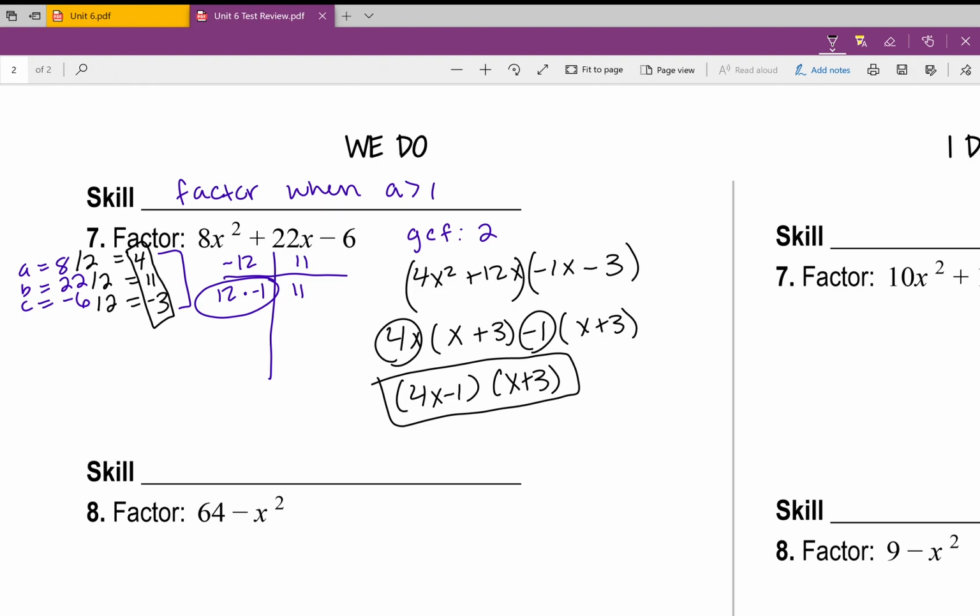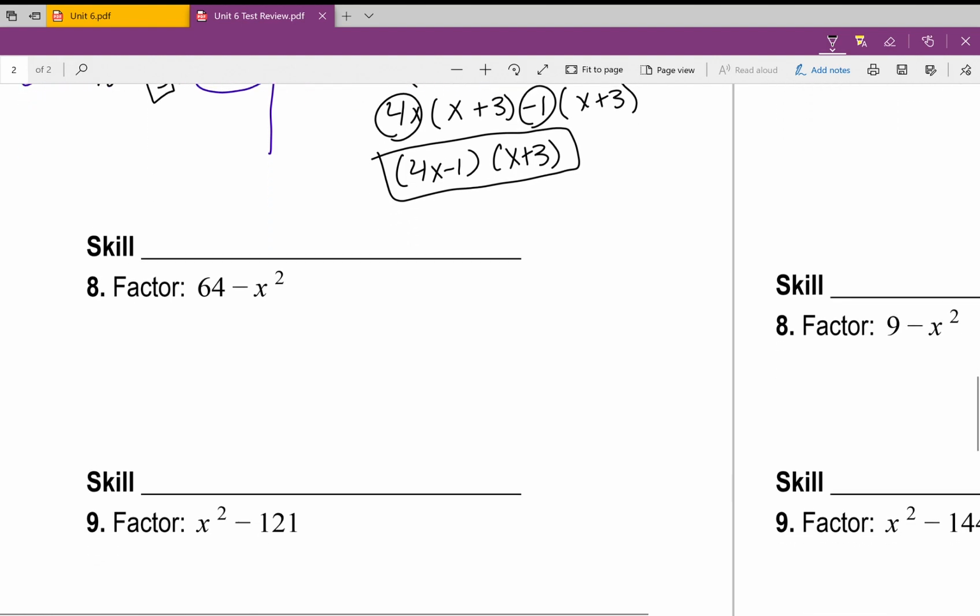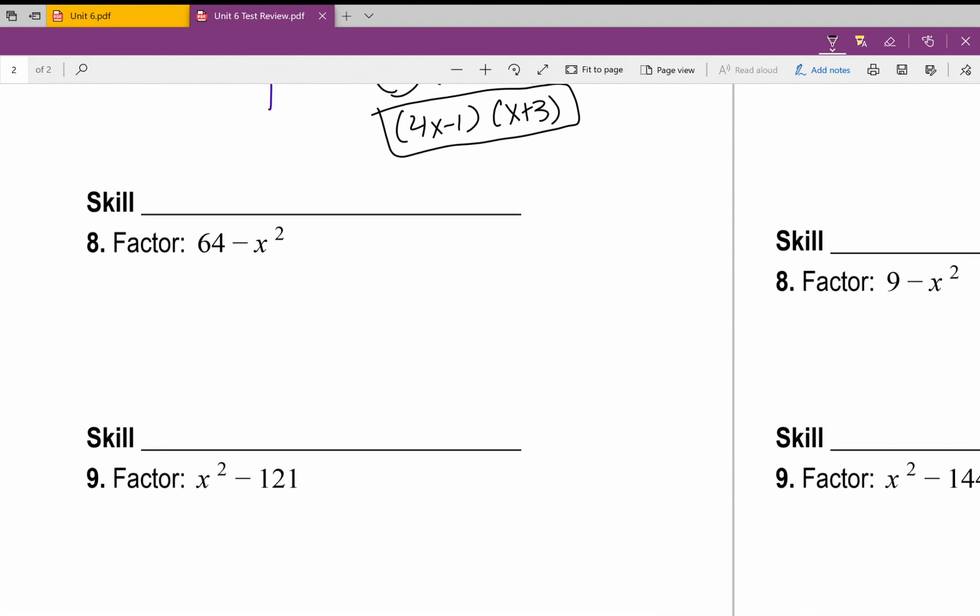Okay. Let's look at number 8. So number 8 is when factoring when a is equal to 1. But we need to rewrite this so it looks like that. So I'm going to put my x squared first. So this becomes negative x squared plus 64. I switch the order. And then I'm dividing it by negative 1. And I get x squared minus 64.